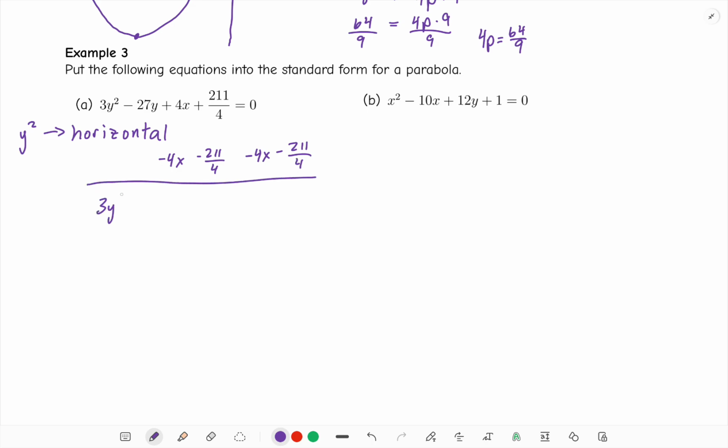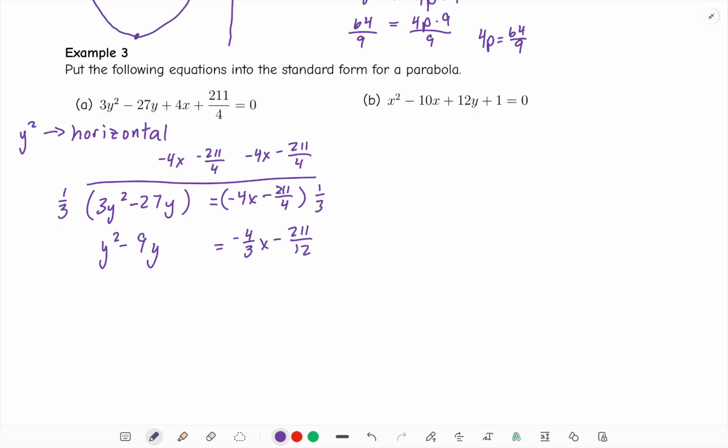So we get 3y squared minus 27y equals -4x minus 211 over 4. Once you get the squared variable by itself, the next thing you have to do is complete the square with respect to that variable. So in this case, to complete the square, I need to get rid of the 3. So I'm going to multiply both sides of the equation by 1/3. So we get y squared minus 9y equals -4/3 x minus 211 over 12.